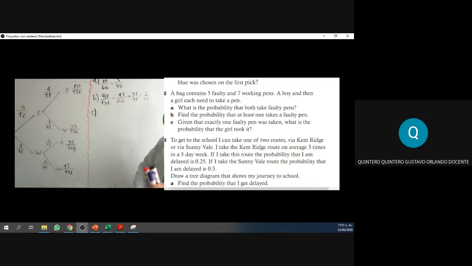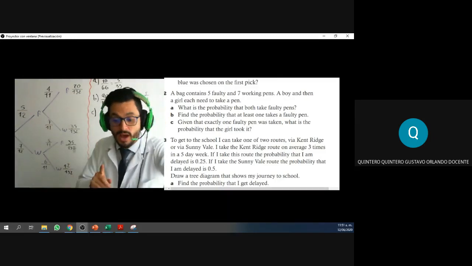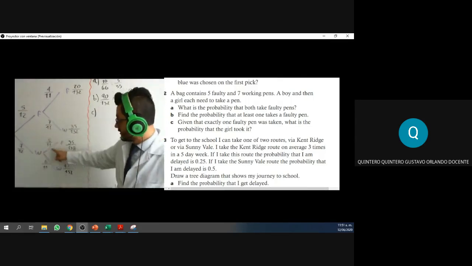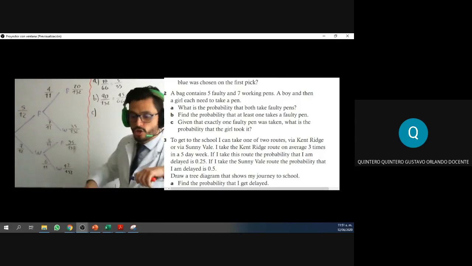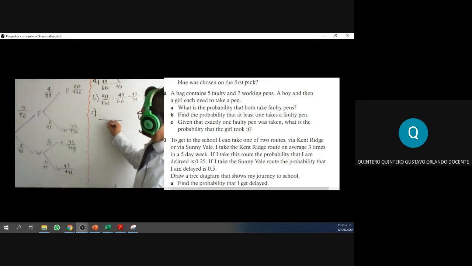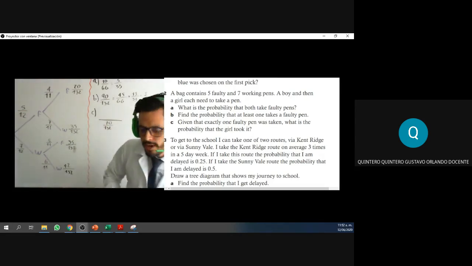All right, let's continue with C. Given that exactly one faulty pen was taken, so we have one bad one. But exactly one, right? So exactly one means this and this. Now our condition is, remember, since we're doing conditional probabilities, we have the condition on the denominator. So the condition in this case will be 70 over 132. That is the condition. Now, how do I know that?